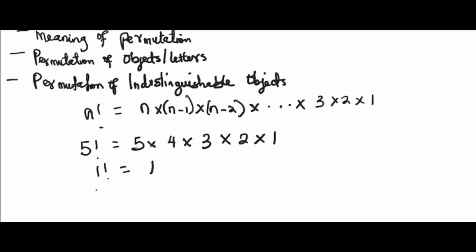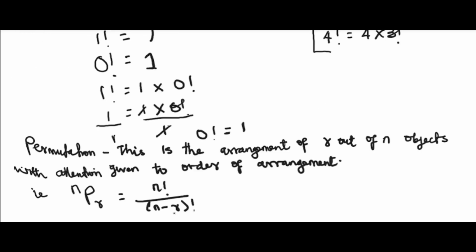Now, a special case of this factorial is 0. Is it possible to have 0 factorial? Yes, it is. You will see that as we progress while we solve. So 0 factorial is a special case, and that is 1. Permutation is simply the arrangement of r out of n objects with attention given to order of arrangement. Now, to go straight to the point, permutation is simply how do you arrange numbers or objects taking order into consideration.